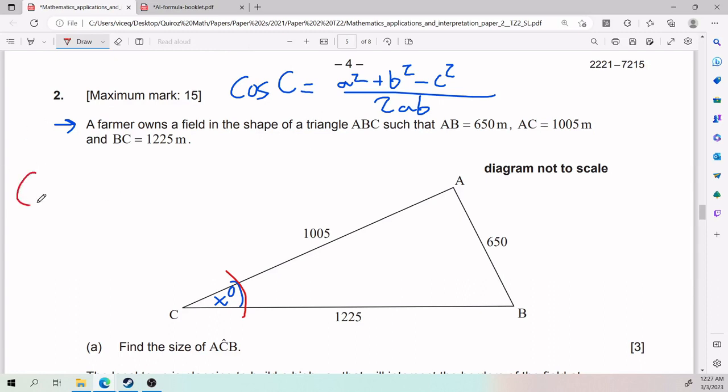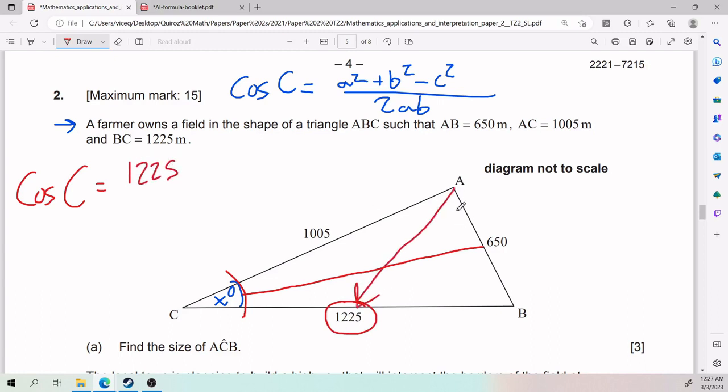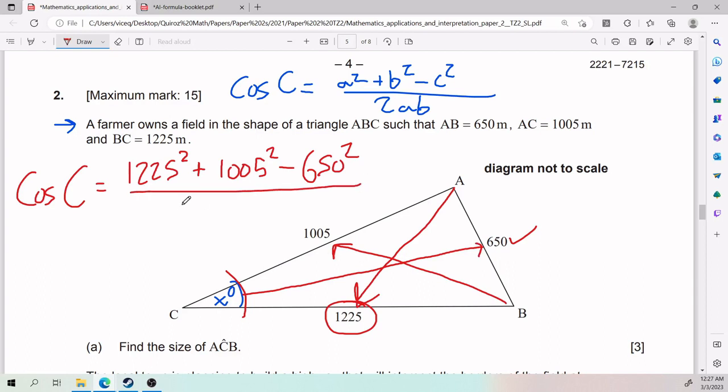See? So I'm going to do cosine C equals a squared, which is anything but little c. So I'm going to say that a squared is going to be this guy here. See? So 1225. Big A, little a, ¿cierto? Plus b squared, big B, little b, minus c squared, this guy here, of course, right? Divided by 2 times 1225 times 1005.